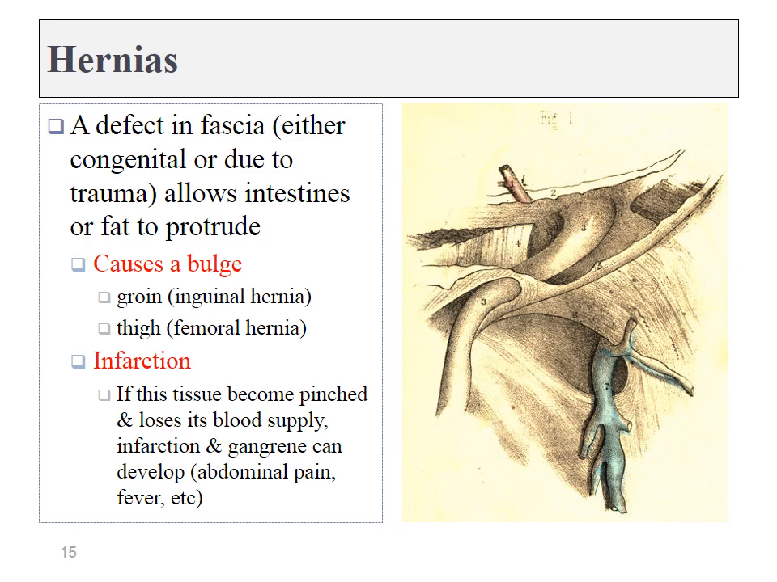When fascia become damaged, organs in one part of the body can protrude into another part of the body. This is called a hernia. The most common type of hernia is an inguinal hernia, where the intestines protrude into the scrotum. This can block blood flow to that portion of the intestines, which leads to cell death, which leads to inflammation and pain.